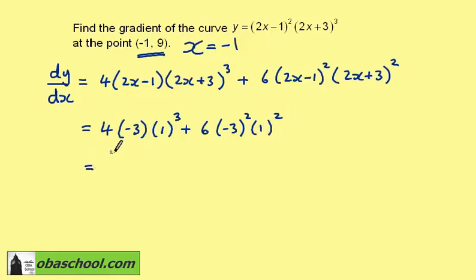So we have 4 times minus 3 times 1, which is minus 12, and 6 times 9 times 1 is 54, giving us 42.